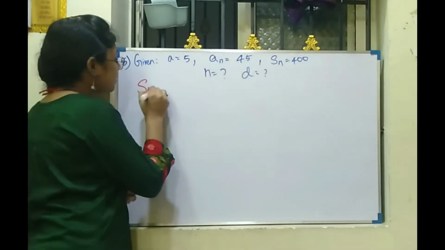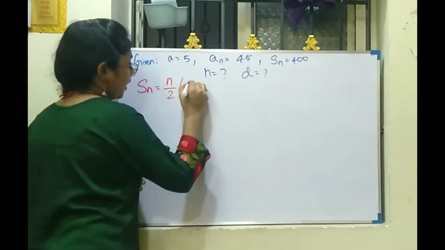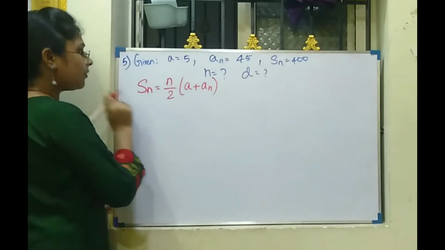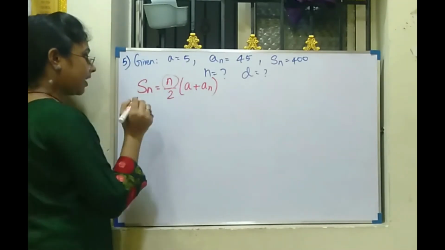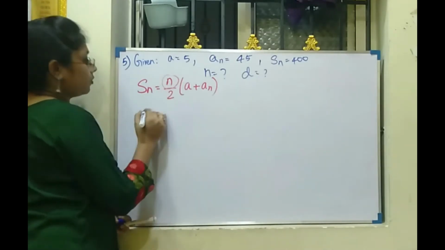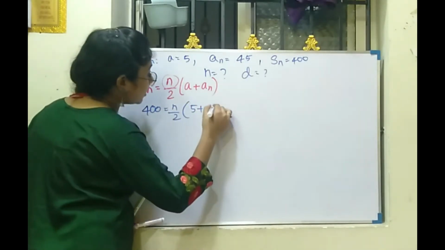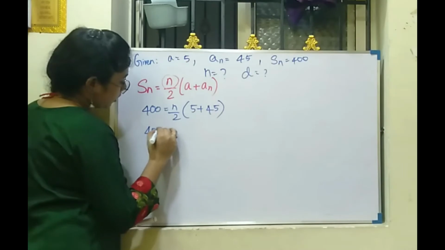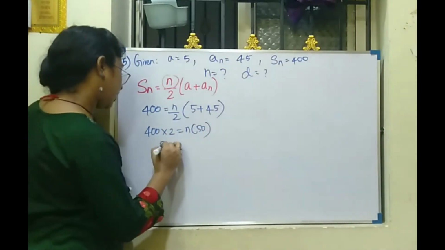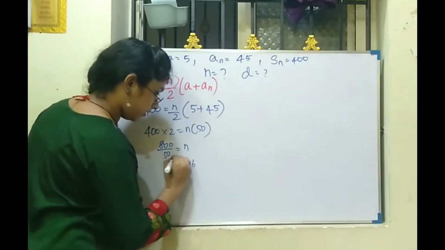What is the formula for Sn? Sn is equal to n by 2 into (a plus an). So we know the value of all terms except n. Let me substitute all the known terms. So 400 is equal to n by 2 into (5 plus 45). So 400 into 2 is equal to n of 50, and 800 divided by 50 is equal to n, and the n value is equal to 16.